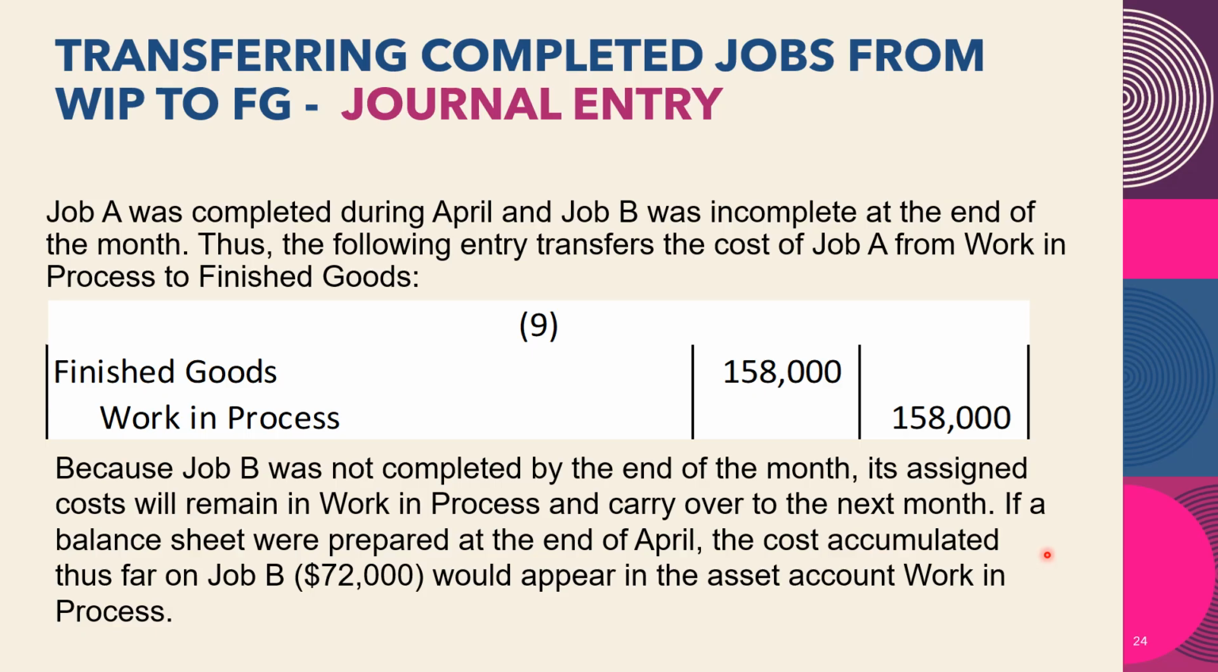If a balance sheet were prepared at the end of April, the cost accumulated thus far on Job B, which is $72,000, would appear in the asset account work in process.